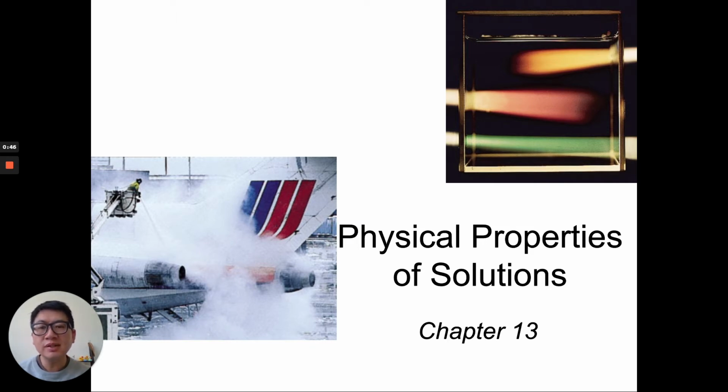So, properties of solutions. Actually, before I go on, this picture here is a plane being sprayed down with a solution that lowers the freezing temperature. We'll get to one of the properties of solutions, that is, when you dissolve something in, say, water, let's just assume the substance is just water right now, when you dissolve stuff in water, you lower the freezing point. We'll get to why later on in the chapter. And so they spray down airplanes with a solution that lowers the freezing point.